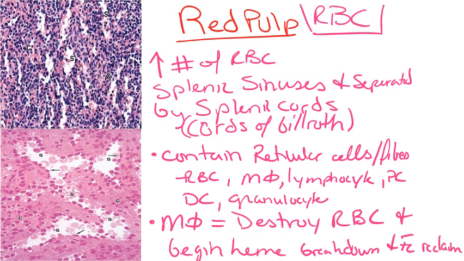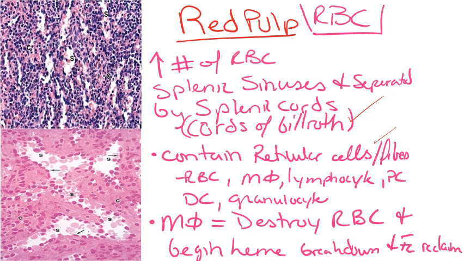Okay, so our red pulp is red blood cells. This is due to the increased number of red blood cells that are there. These also have splenic sinuses that the red blood cells will be able to go into that are separated by splenic cords, which are also referred to as the cords of Billroth. Cords of Billroth are going to be compartmentalizing the splenic sinuses so that red blood cells can flow in and out of different regions, and they'll actually have to flow through the reticular cells and fibers that are present, creating a meshwork.